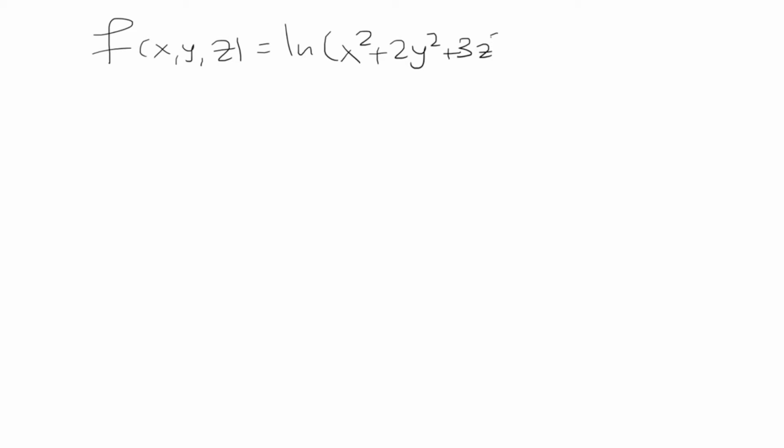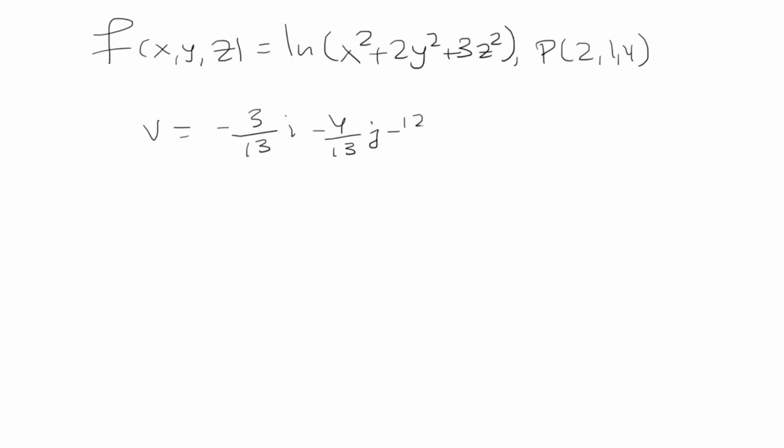Find the directional derivative of the function at point P in the direction of v. So we have the function f of x, y, z equals ln of x squared plus 2y squared plus 3z squared. The point is 2, 1, 4. The vector v is negative 3 over 13 i minus 4 over 13 j minus 12 over 13 k.